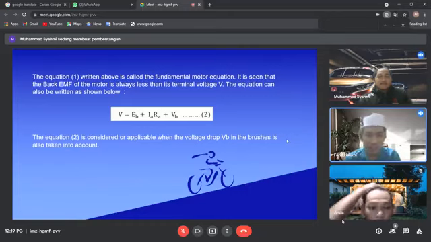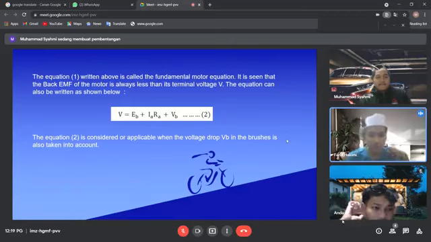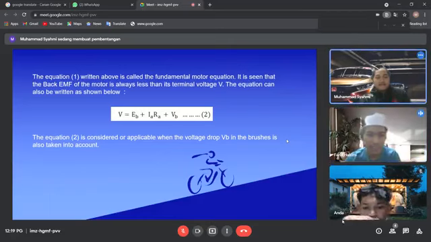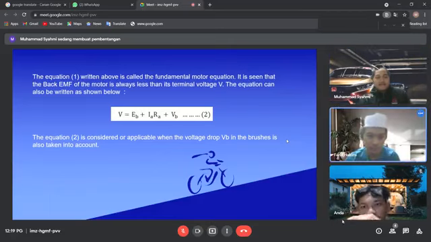The equation can also be written as shown below. V equals EB plus IA RA plus VB. This equation 2 is applicable when the voltage drop VB in the brushes is also taken into account.